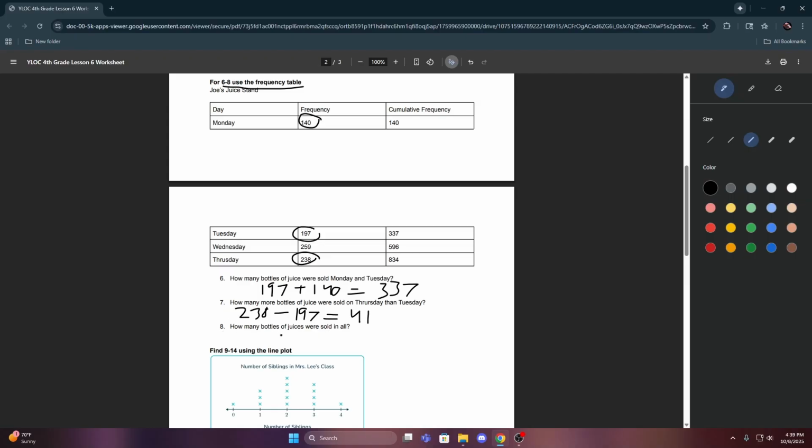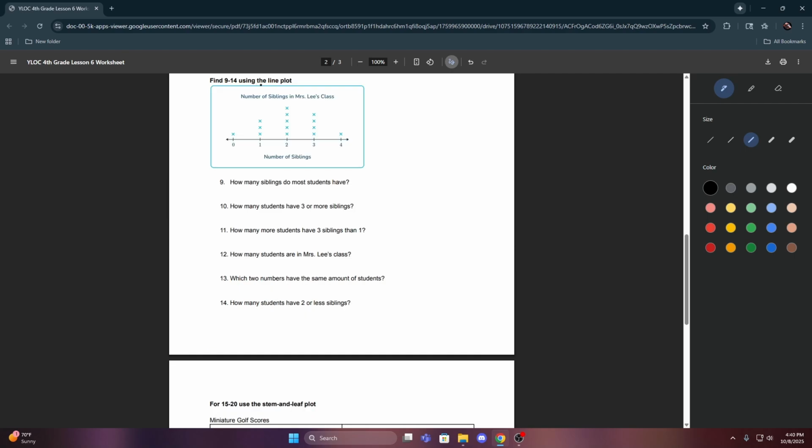And 8. How many bottles of juice were sold in all? For that, you can look at the completed cumulative frequency chart here, and we can just look at this last number. There's your answer. Moving on, answer questions 9 through 14 using the line plot.